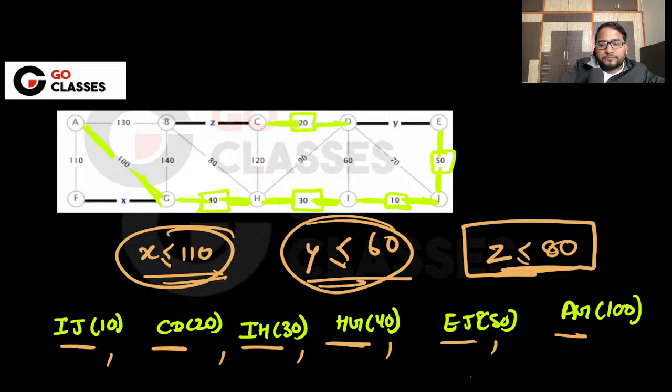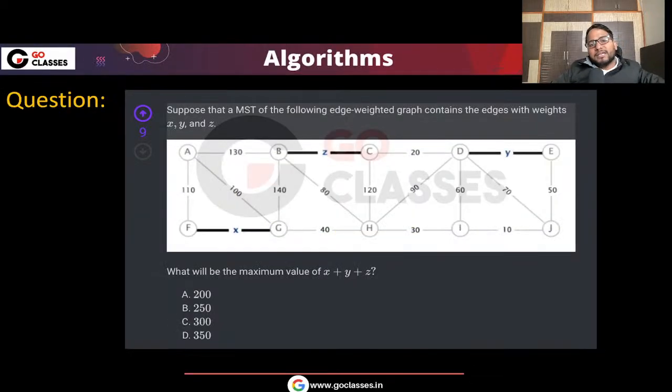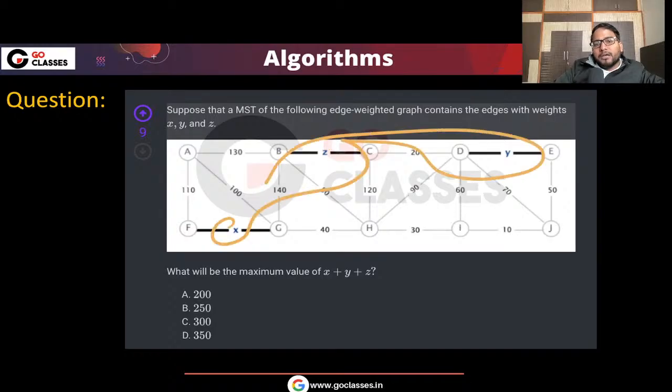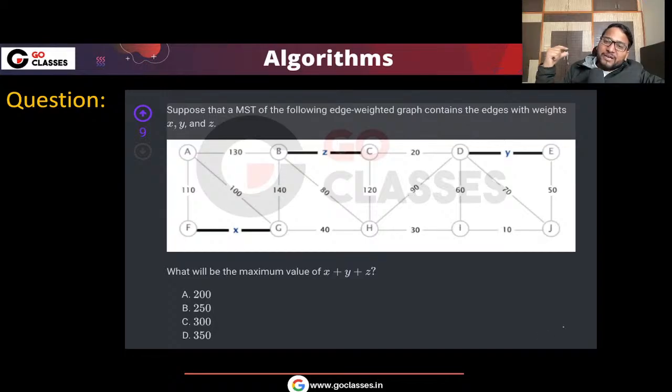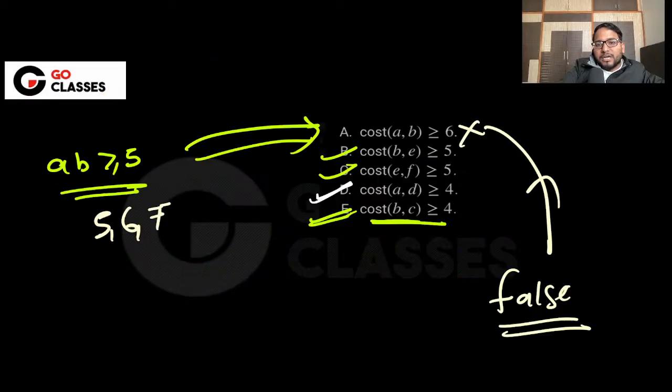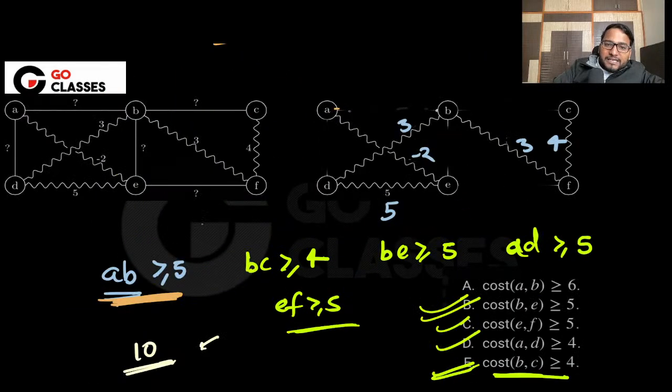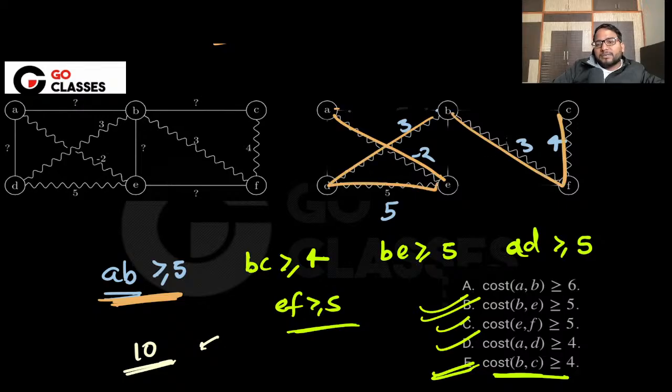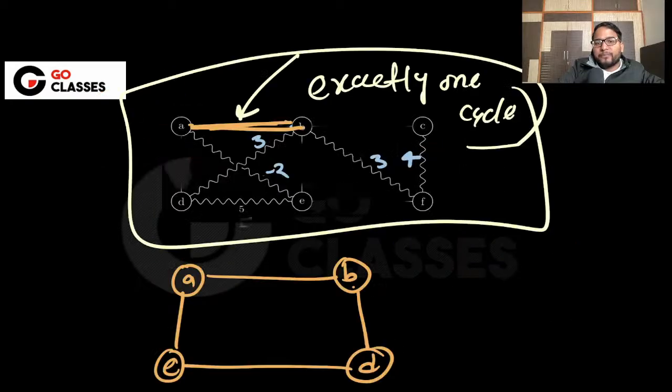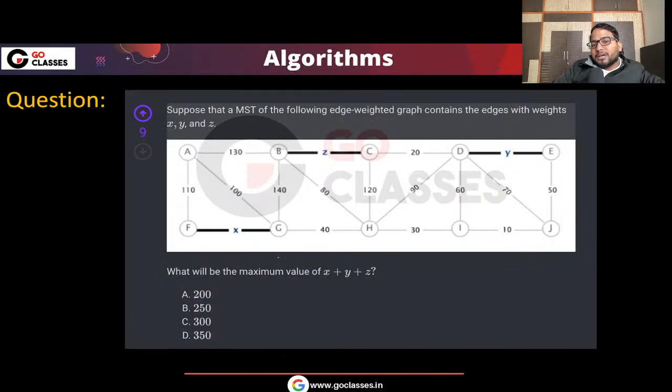Understood this? See, in this question they are saying XYZ is a part of MST, right? And they have not given anything else. Interesting. They have not even given the whole MST. See, if you notice, in earlier questions they at least gave the MST. But in this question, which I have asked in the test series, I have not even mentioned what the MST is.